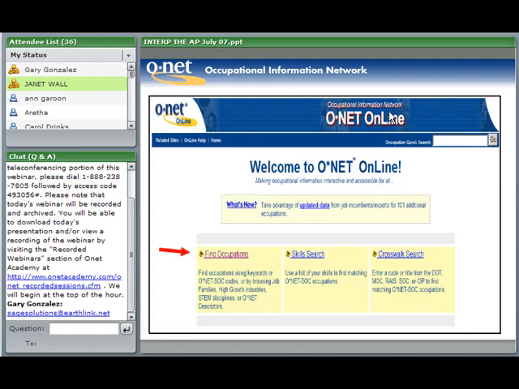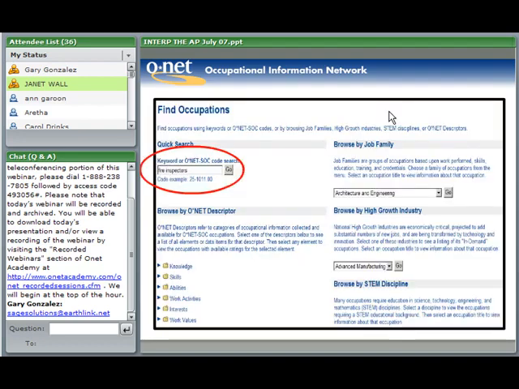And we would go to Find Occupations. And we would click on Find Occupations, and we would want to do a quick search. But as you can see, we can browse by job family or high growth industry or STEM discipline or by ONET descriptor. But for purposes of this particular exercise, we're going to just put in keyword fire inspector. We would click on Go.